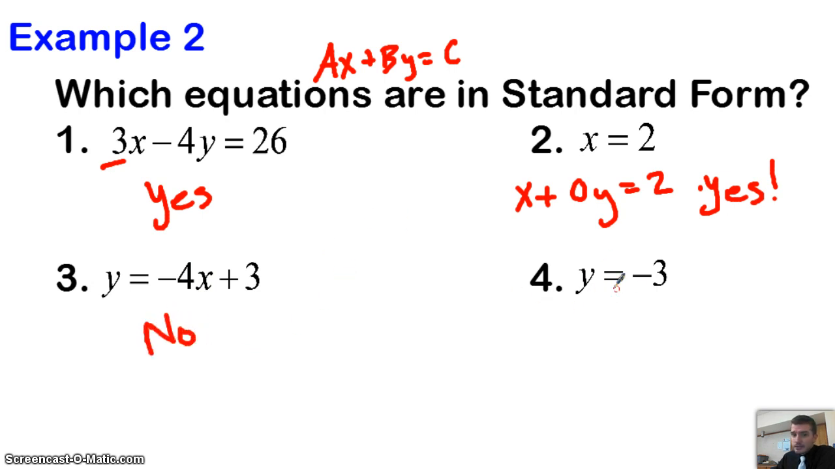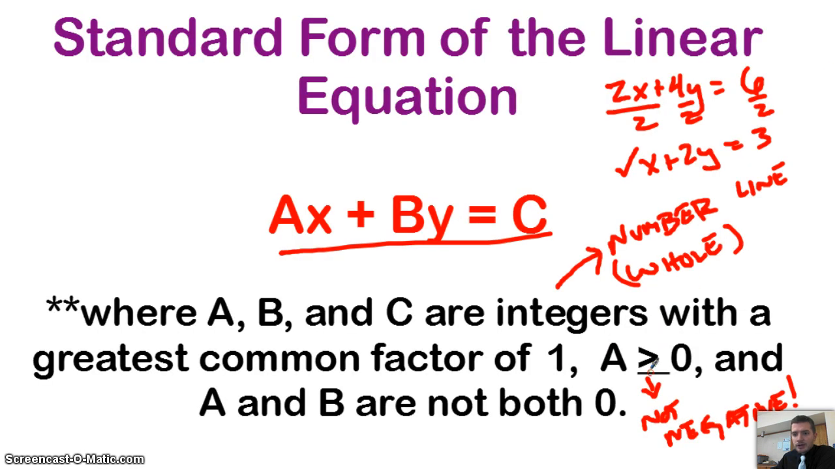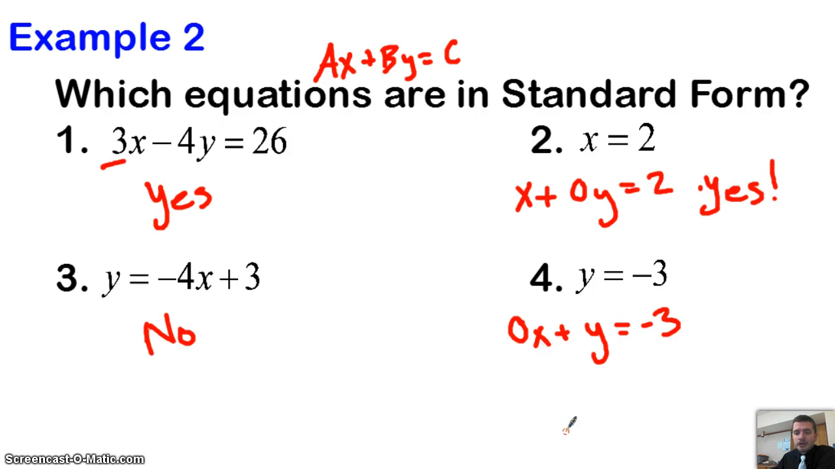And the last one, same deal, looks a lot different. But I can rewrite it in the same way I did the one up here. So I can write it as 0x plus y equals negative 3. Now if you go back to our standard form slide, which I will for just a second, it says greater than or equal to 0. So it can be equal to 0, and that's not that big a deal. So this is still going to be considered standard form.